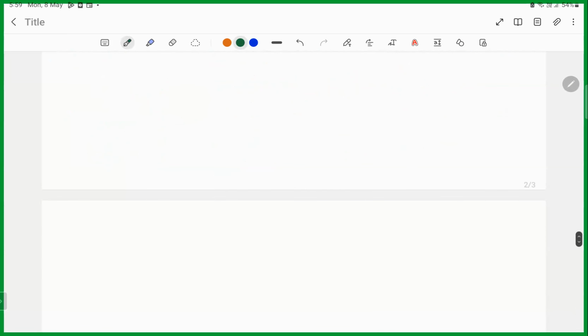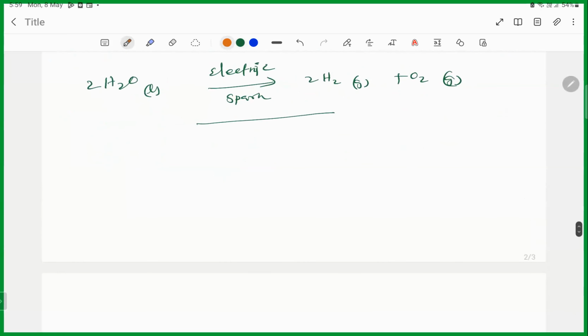And then the next one: what is the difference between displacement and double displacement reactions? In the displacement reaction, the element which is more active displaces the element which is less reactive from its salt solution.